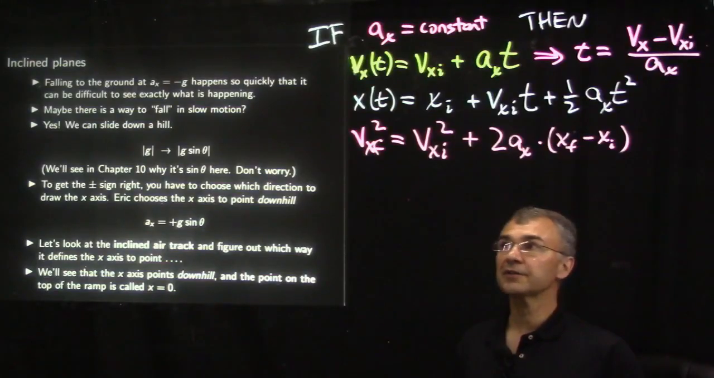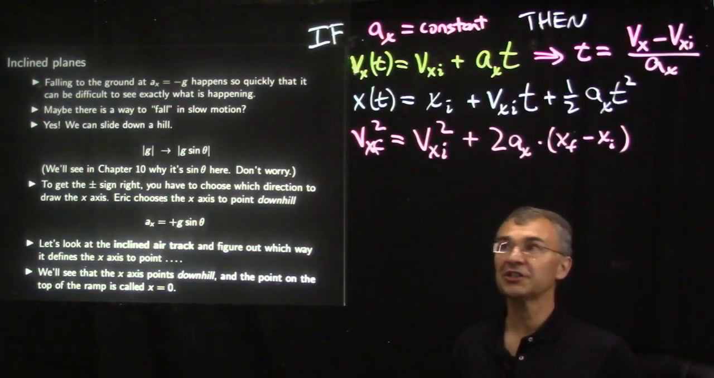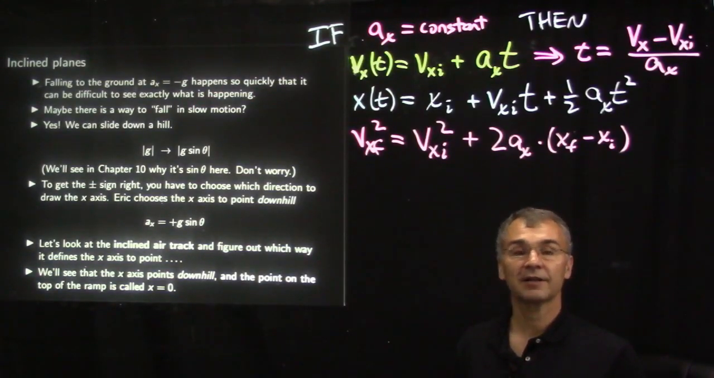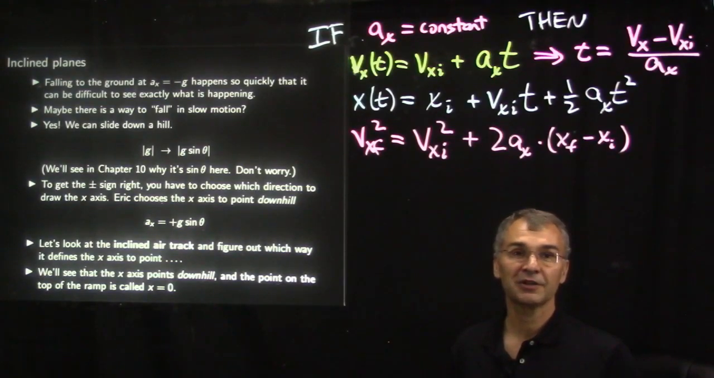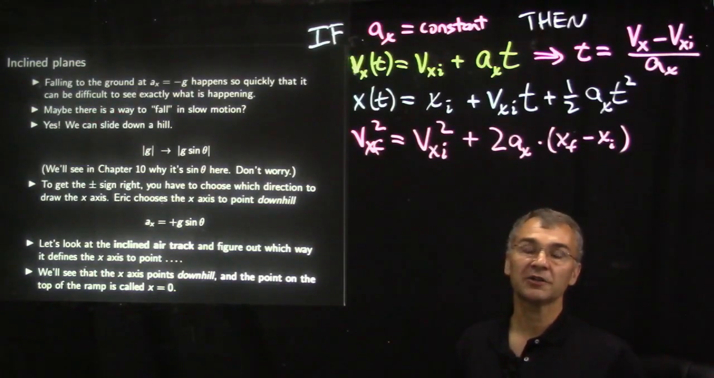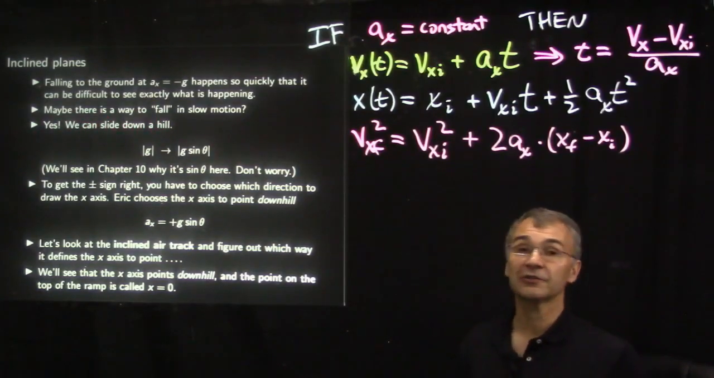Now, it turns out that falling to the ground at a downward acceleration of g happens so quickly that it can be difficult to see exactly what is happening. And that, I guess, was especially true with the limitations of technology hundreds of years ago. We didn't have smartphones with slow-mo recording. So the question is, is there a way to fall in slow motion so that you can see a little more with the unaided eye what is happening? And it turns out there is. We can slide down a hill.